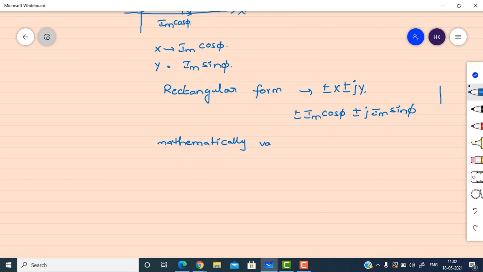So mathematically the value of j is under root minus 1. But in the phasor representation, j is equal to 1 at an angle 90. So for this 90 degrees we use j, which indicates that the x and y components are at an angle of 90 degrees, or those two are perpendicular with each other. This is in the phasor representation, but the mathematical value is under root minus 1. So this is the representation in the rectangular form.